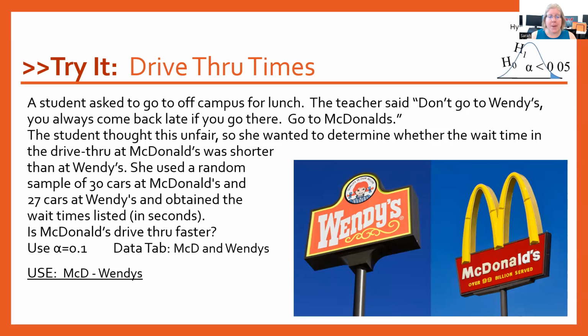She used a random sample of 30 cars at McDonald's and 27 cars at Wendy's and obtained the wait times listed, and those are measured in seconds. Is the McDonald's drive-thru faster? Use an alpha or significance level of 0.1. So we do have the data provided. It's on the tab Mickey D and Wendy's. And then the order of subtraction we're going to use is Mickey D minus Wendy's.